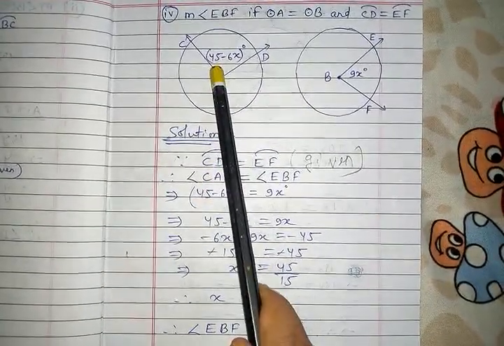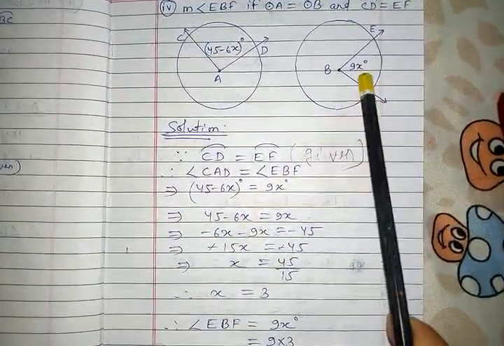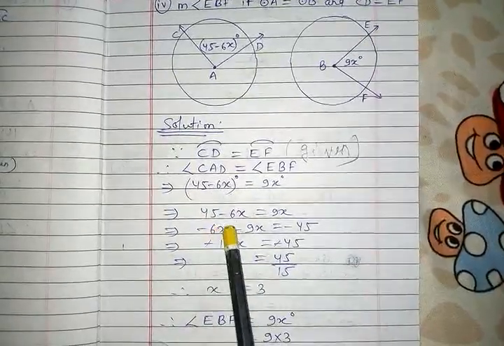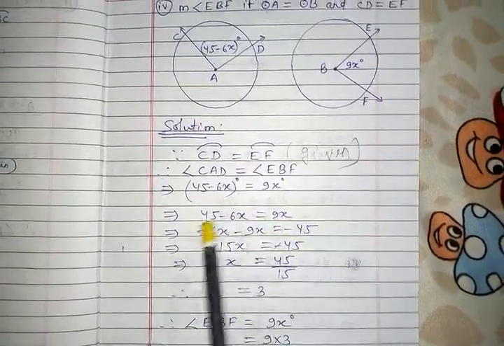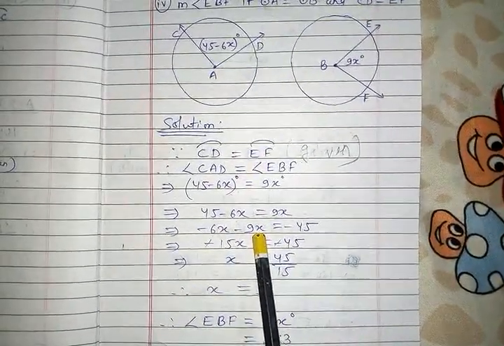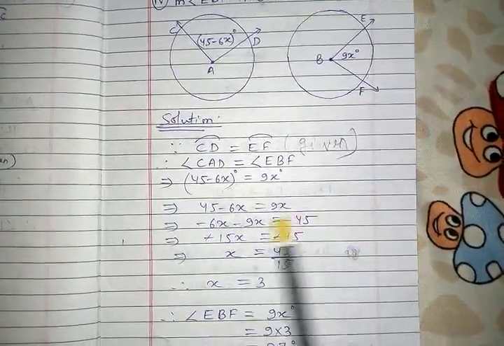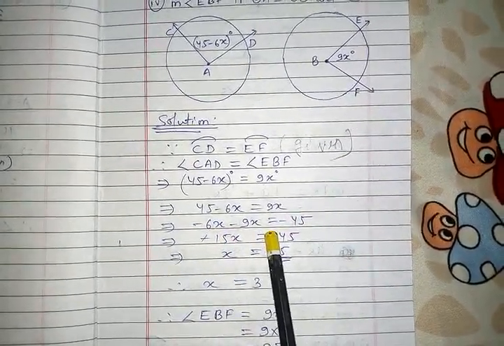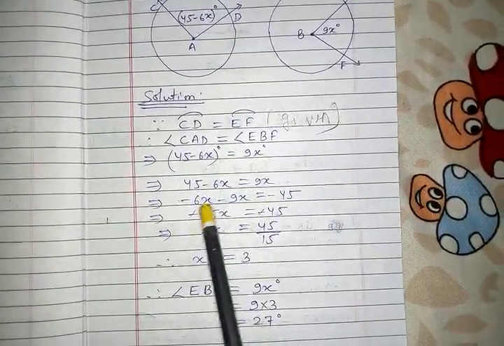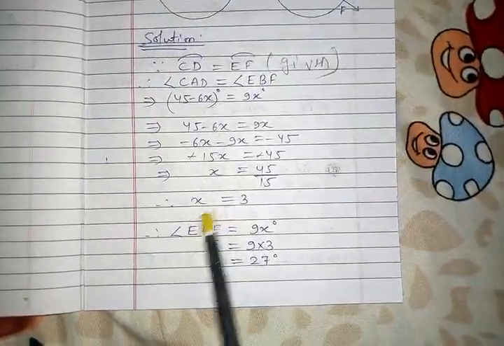Now angle CAD is 45 minus 6x degree and this angle is 9x. Put the respective values. Now open the bracket. 45 minus 6x equal to 9x. Take x to one side: minus 6x, and this also is minus 9x because of changing the side, and 45 goes to the other side, minus 45. Minus 6x minus 9x is minus 15x equal to minus 45. Minus minus got cancelled. x equal to 45 by 15, x equal to 3.